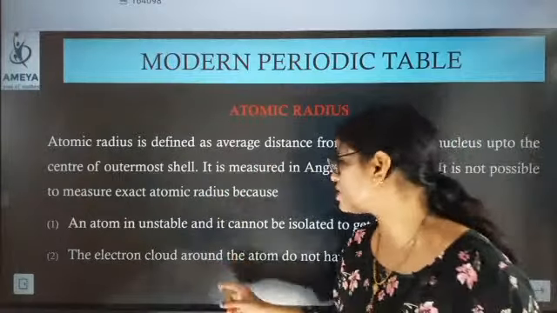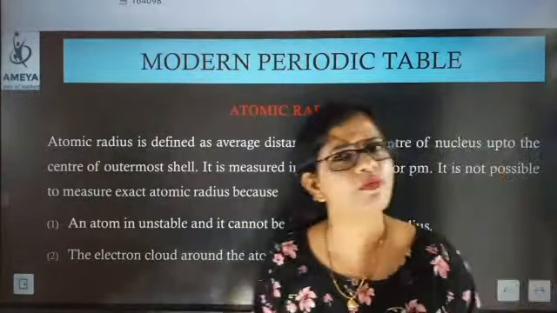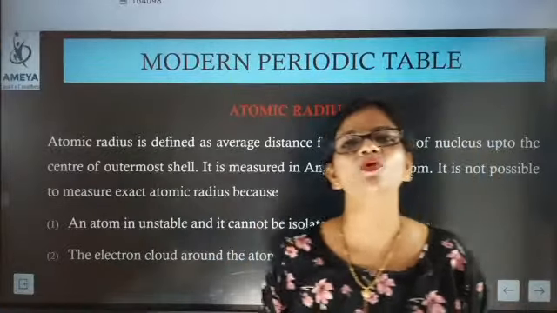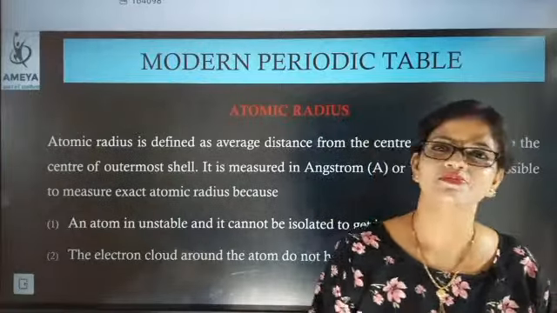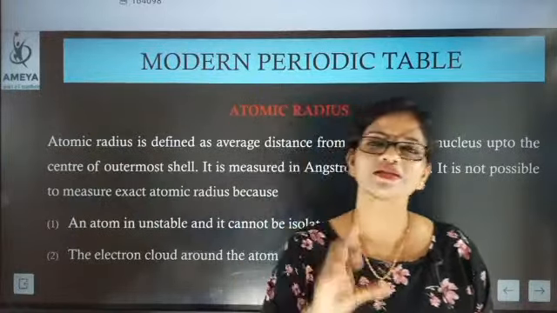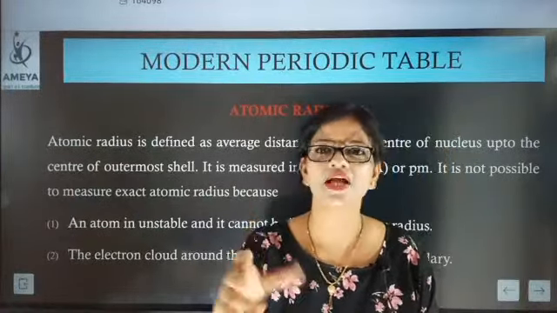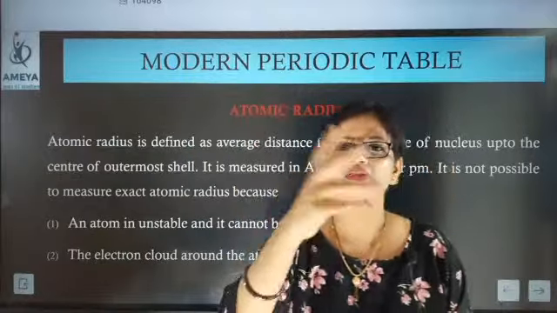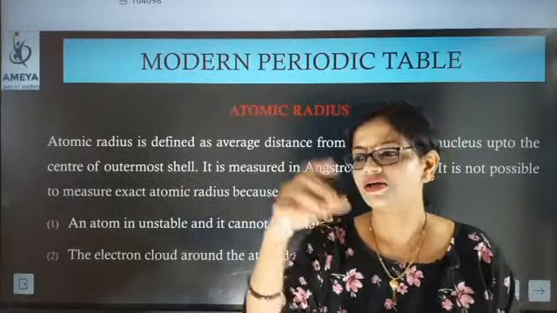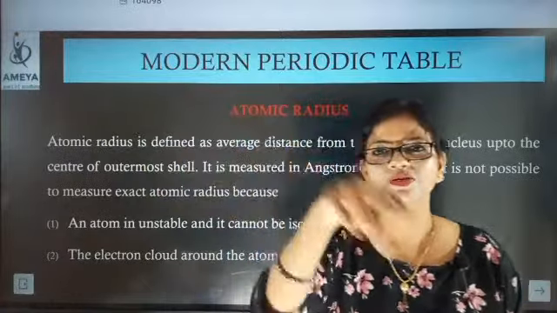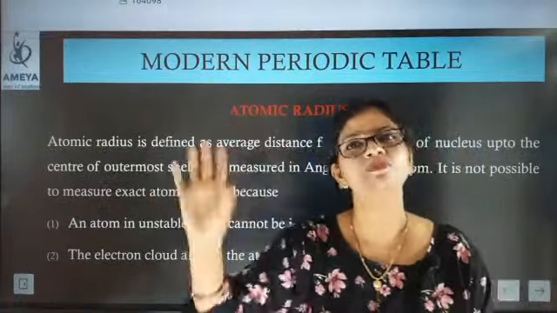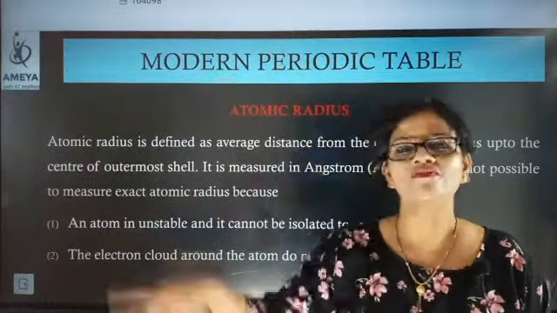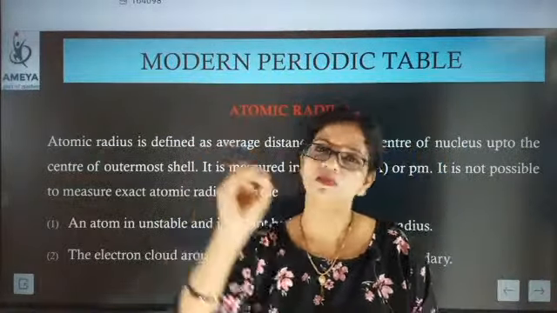Second, the electron cloud around the atom does not have sharp boundaries, and that is the second problem. If you want to take my picture, I will keep dancing, meaning I will never be stable. In the same way, electrons will never be static in the orbital, whether dumbbell or double dumbbell shaped, and with spin they will always be moving. So getting the correct sharp boundary of the electron in the valence shell or outermost orbit is very difficult.